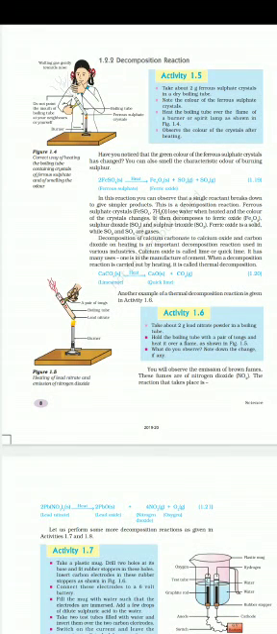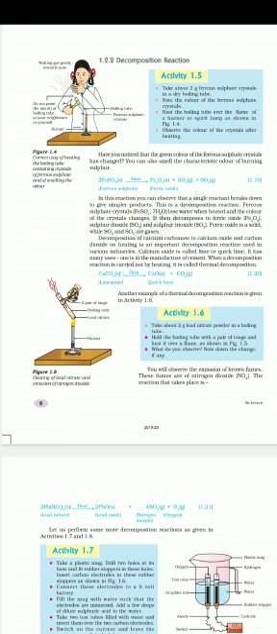Good morning, children. Today we will start with our second type of reaction, which is decomposition reaction. As the name suggests, decomposition means degraded, broken down. In this reaction, the reactants are decomposed or broken down into simpler products. We can say that this is the reverse or inverse of combination reaction.